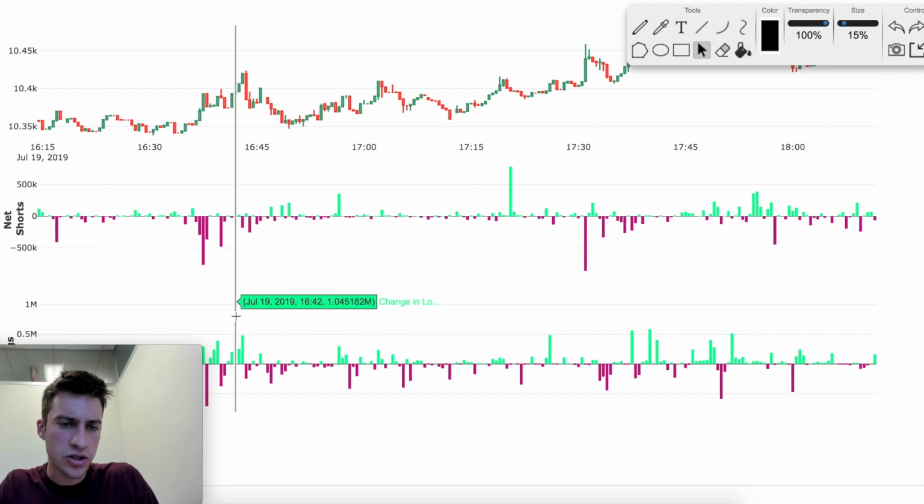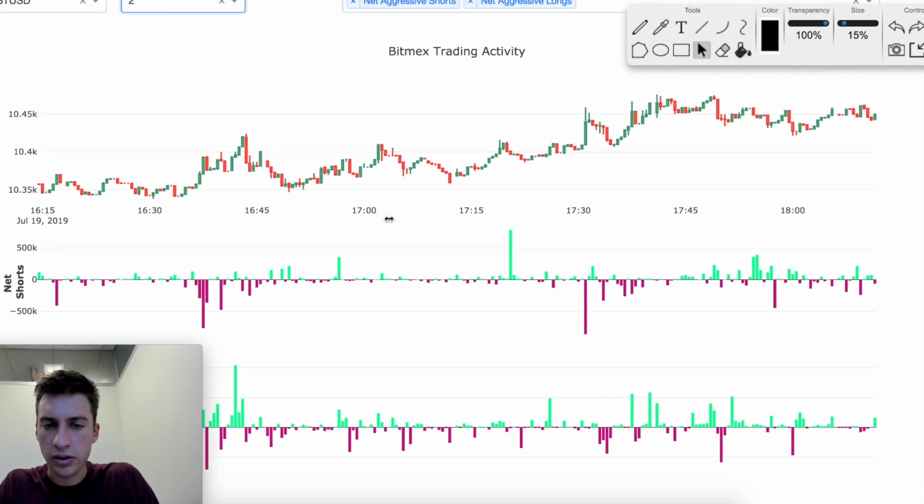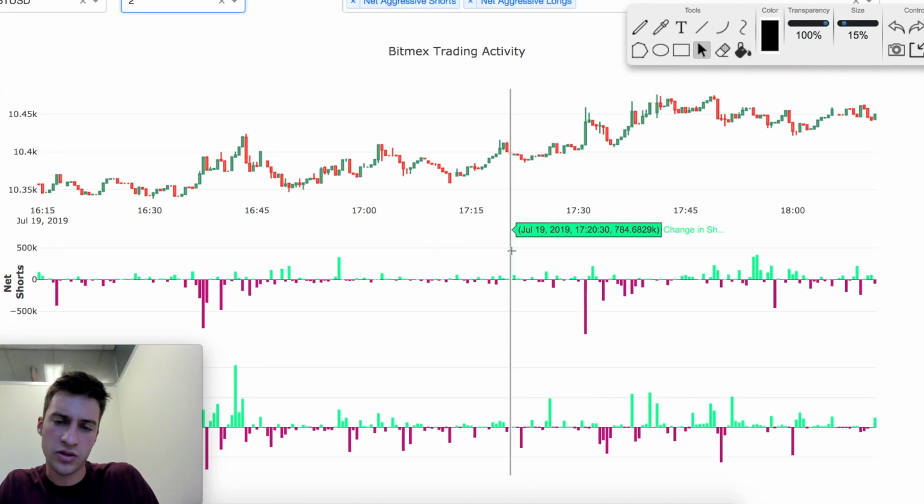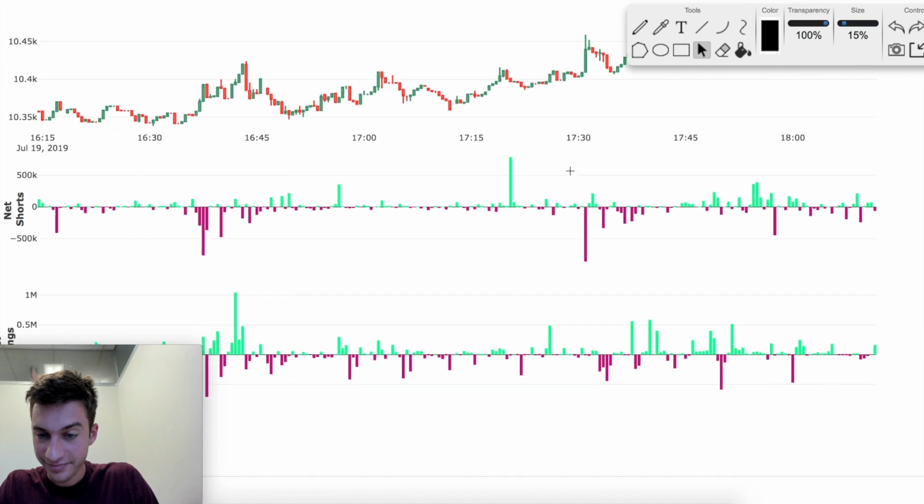Yeah, here. There's a large increase in longs, and the market went up a little bit, then screwed them over and went down. A large increase in, well, this isn't even really a large increase, but there's a large increase in shorts here. What happened? The market went down a little bit. Then it went up and screwed all those guys over.